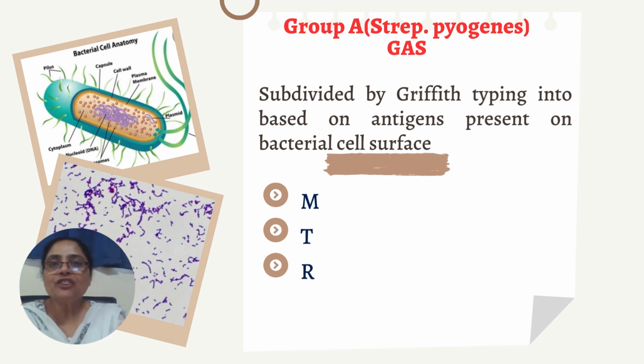So this is the further classification of group A, and we are going to study group A Streptococcus pyogenes in detail in the next class. Here I have put a figure of bacteria where you can see the cell wall. On the basis of the cell wall carbohydrate antigen, Lancefield divided them into different types, and then Griffith divided them on the basis of the cell surface protein into M, T and R. We are going to study Streptococcus pyogenes in detail in the next class.